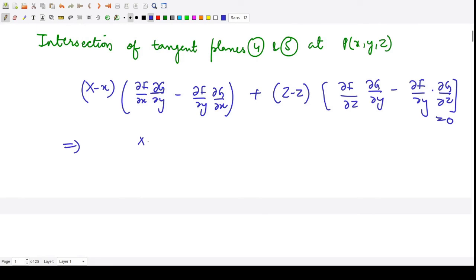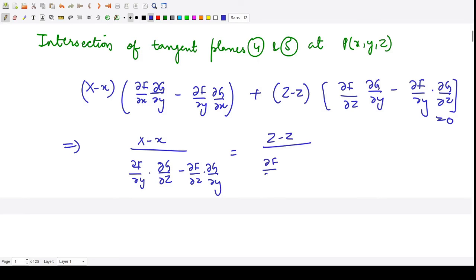So now you could simplify this equation. When you rearrange it, it will be in this form: (x - x₀) divided by (∂f/∂y · ∂g/∂z - ∂f/∂z · ∂g/∂y), that is equal to (z - z₀) divided by (∂f/∂x · ∂g/∂y - ∂f/∂y · ∂g/∂x).